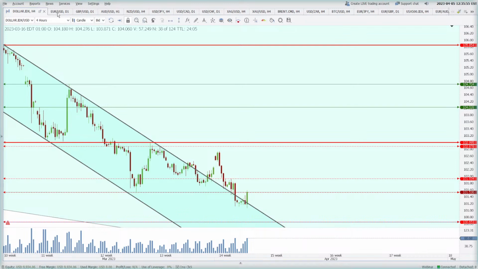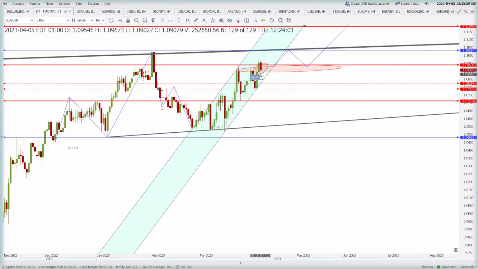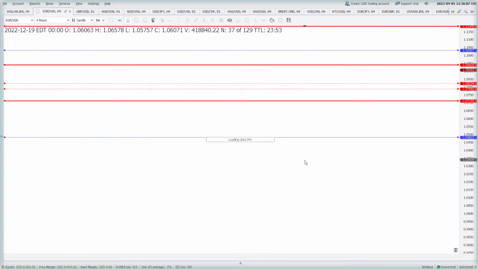That's it, guys. About euro, it moved too much today. On the daily chart it looks like only an inside bar, but on the 4-hour it moved a lot. I'll show you how.